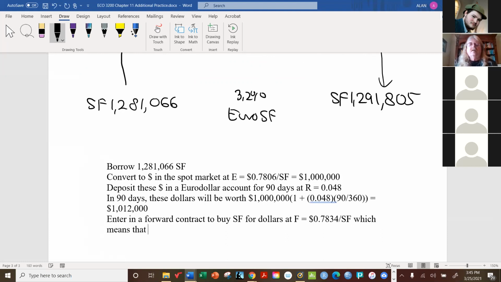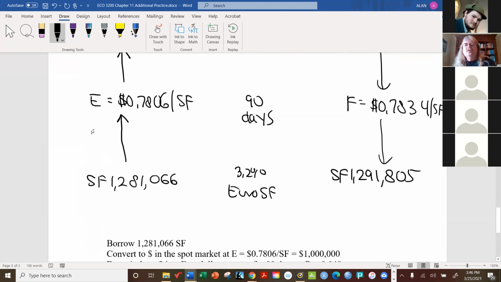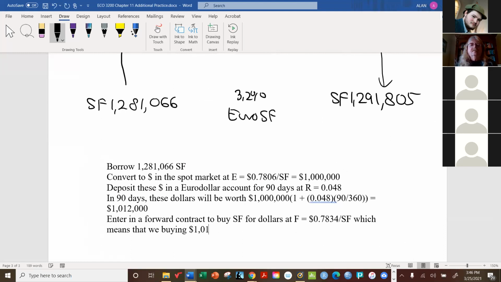Which means that we are buying, let's write it this way, $1,012,000 divided by 0.7834 per Swiss franc equals 1,291,805 Swiss francs.